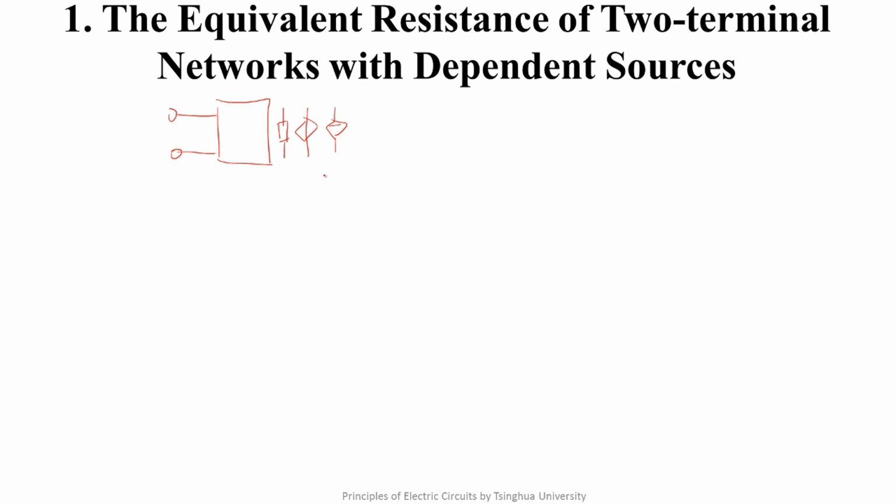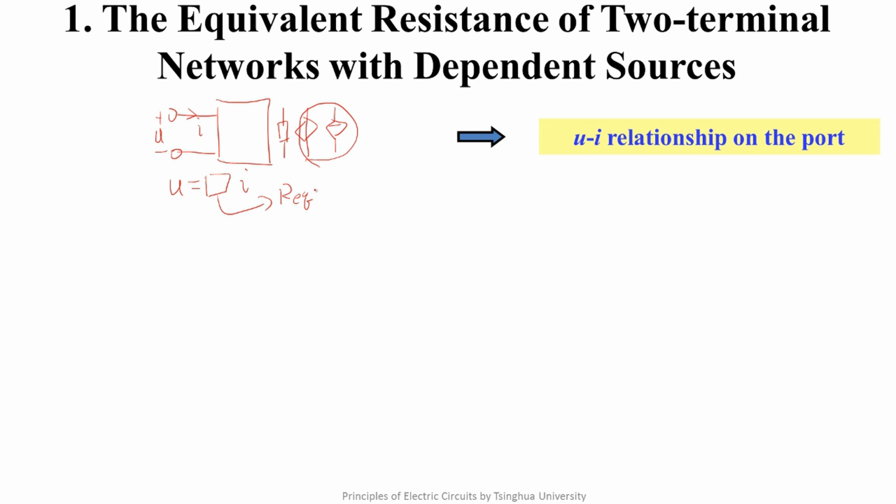The serial parallel connection we have introduced previously and the balanced bridge and Y-delta transformation cannot deal with these two components. But through the study, we can find that U equals Req times I for this two-terminal network, and this is Req. This reminds us that the core of finding the equivalent resistance or port resistance of a two-terminal network is to write out the UI relationship on the port.